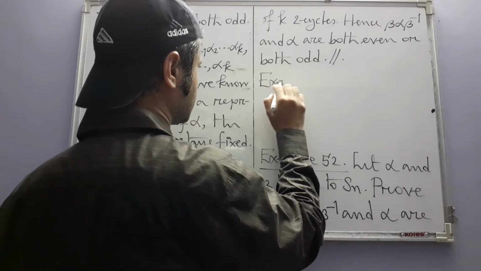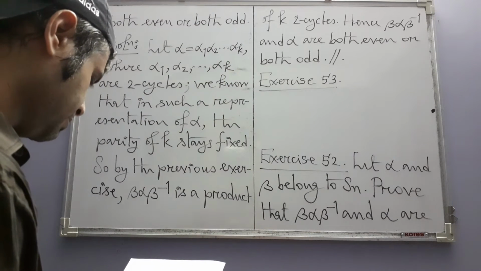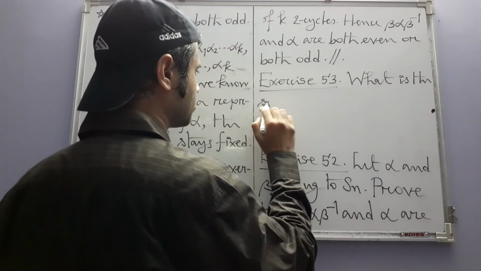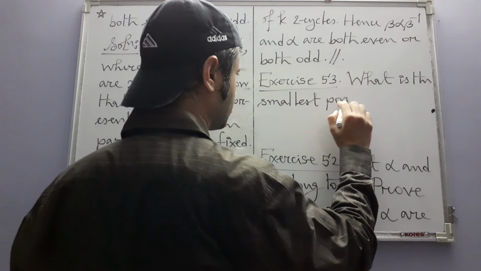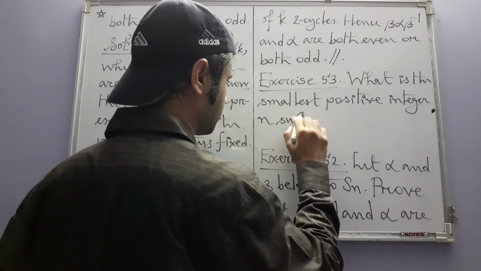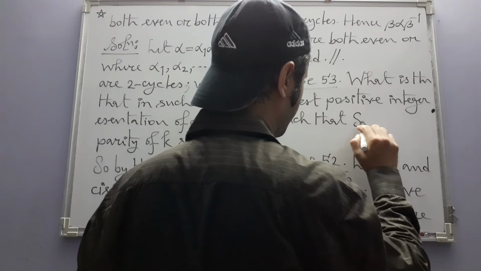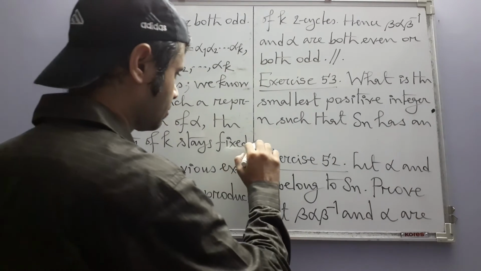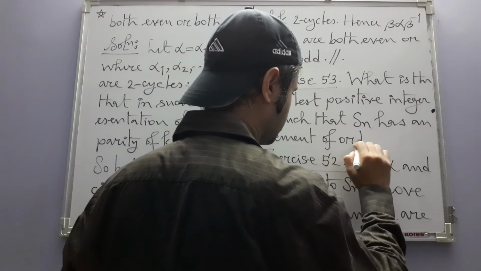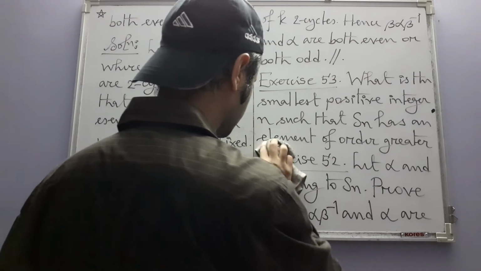Next, what is the smallest positive integer n such that Sn, the symmetric group of degree n, has an element whose order is greater than 2n? Has an element of order greater than 2n.